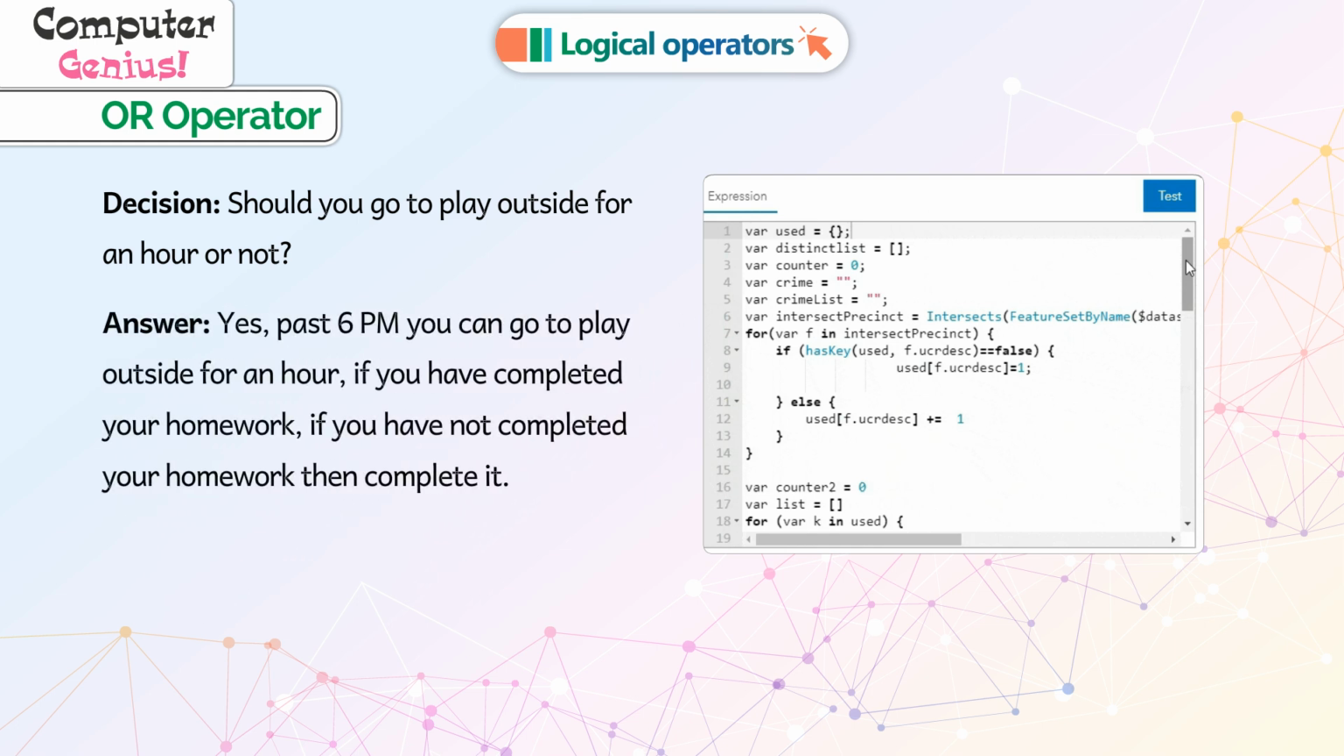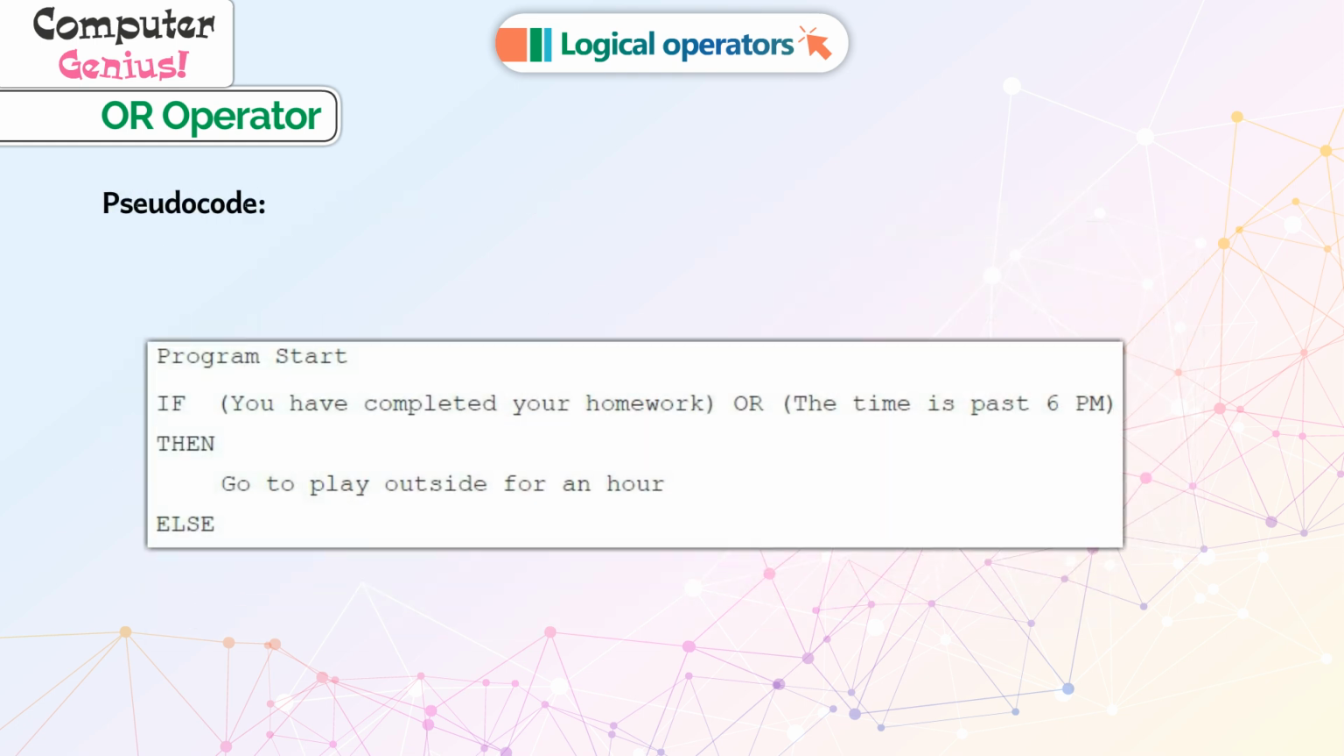Answer. Yes, past 6 p.m., you can go to play outside for an hour if you have completed your homework. If you have not completed your homework, then complete it. Pseudocode.